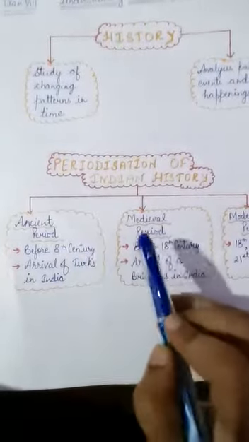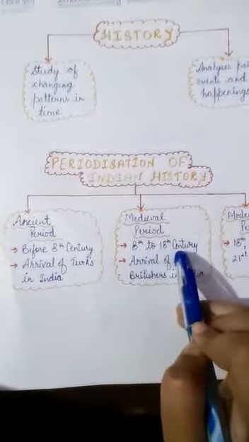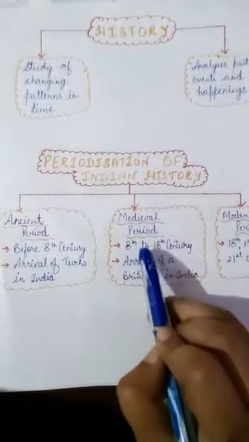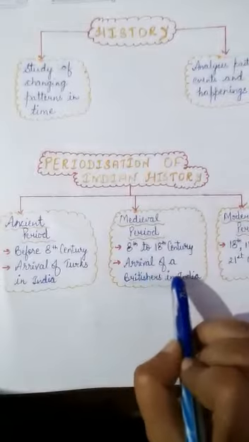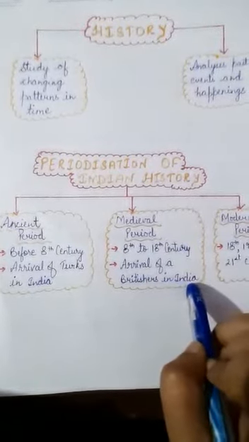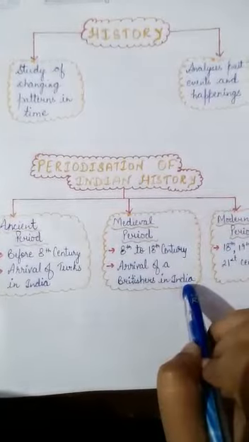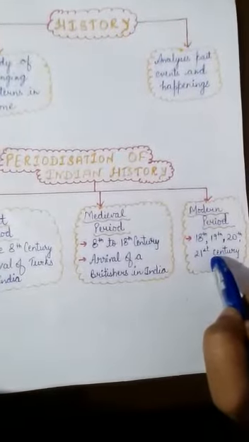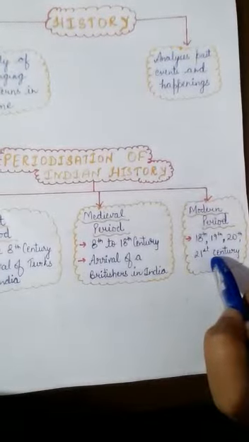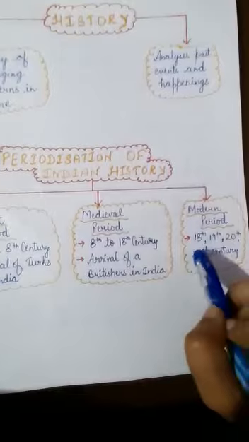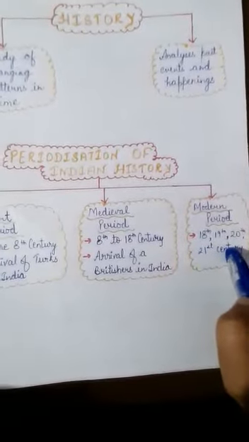After the 8th century, from the 8th to the 18th century, we have the second period, the medieval period, which is when the Britishers arrived in our country and then started colonizing it. The period we are in today is the modern period, in which we are living, from the 18th century, 19th century, 20th century, 21st century, and so on.